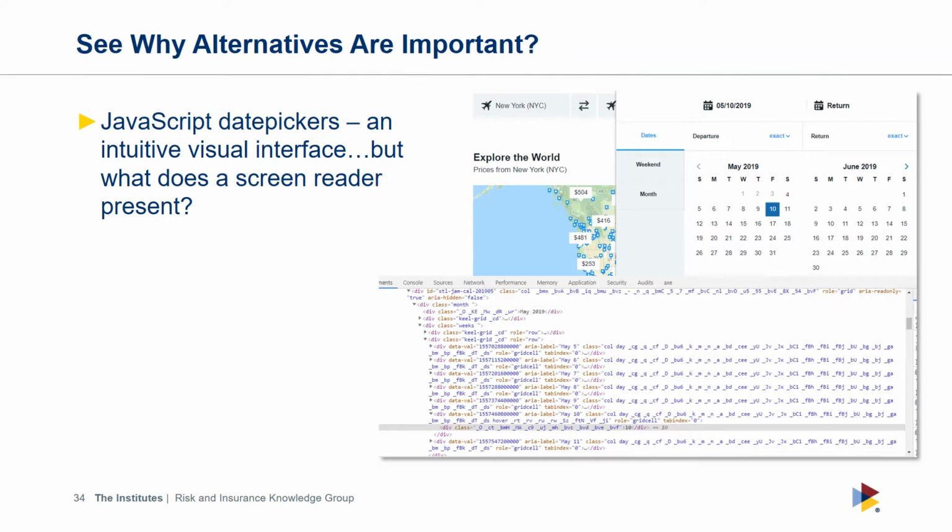Make sure that you have those ARIA labels, that you have that extra level of accommodation when you're doing something with a high JavaScript element or a high mouse element, like a date picker, like a drag and drop interface, things like that.